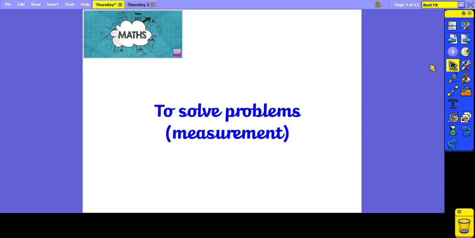Good morning, Year 1. Today's maths lesson is a little bit different to the ones we've done before because this is a problem-solving lesson, and the problems that we are solving are based on measurement. Because some of these questions may be a little bit more challenging than what we've done in the past, we're going to do them together. So there won't be any silver, gold or platinum questions at the end. We're just going to be answering the questions in this video.